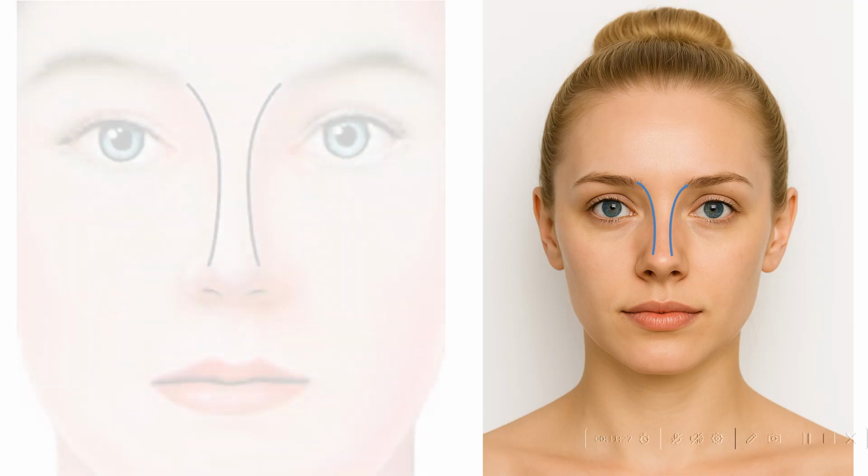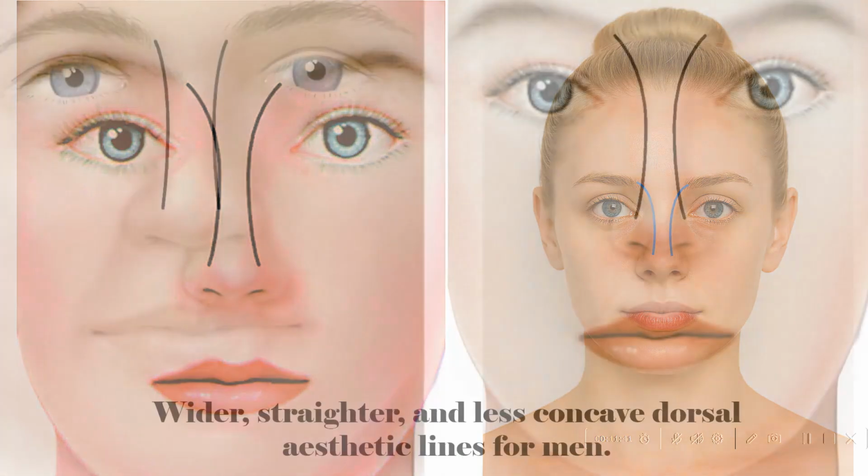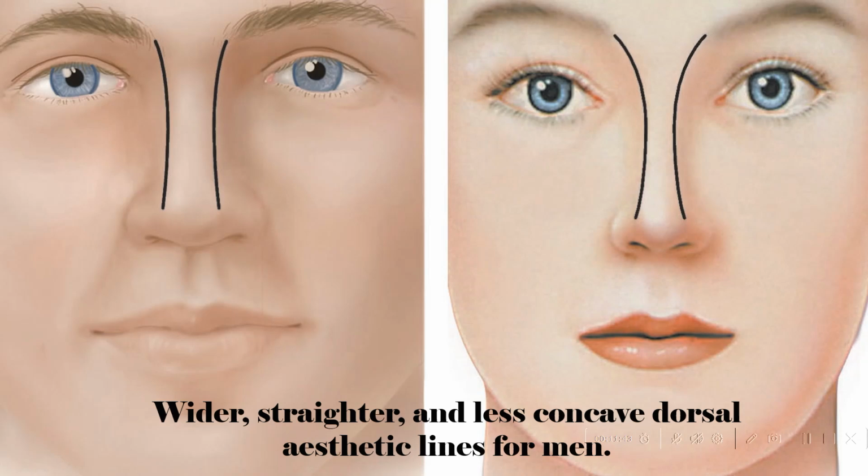These are the nasal dorsal aesthetic lines, the brow-tip line, which are unbroken extensions of the superciliary ridges. The dorsal aesthetic lines originate on the supraorbital ridges and pass medially along the glabellar area to converge at the medial canthal ligaments. From there, they usually begin diverging at the keystone area and ultimately conclude at the tip-defining points. They are wider, straighter, and less concave in men.